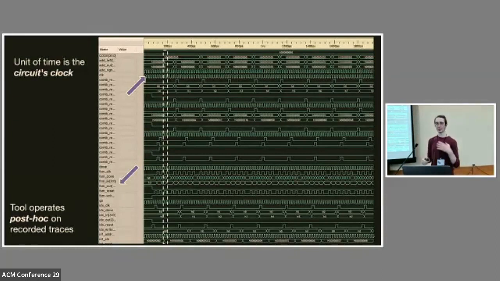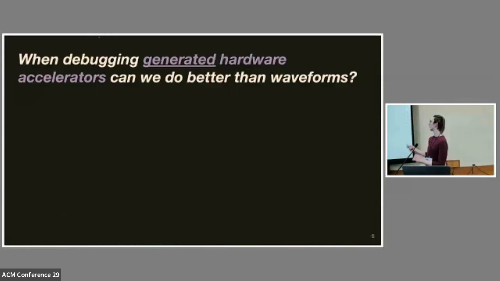But of course, not to leave it unsaid, clock cycles are way too fine a granularity for this. It might take many, many cycles to do a multiplication or a division. So single stepping through these is really low level. So obviously, the question I want to ask is really, when we're debugging generated hardware, is this the best we can do? Are waveforms really the best tool we have?